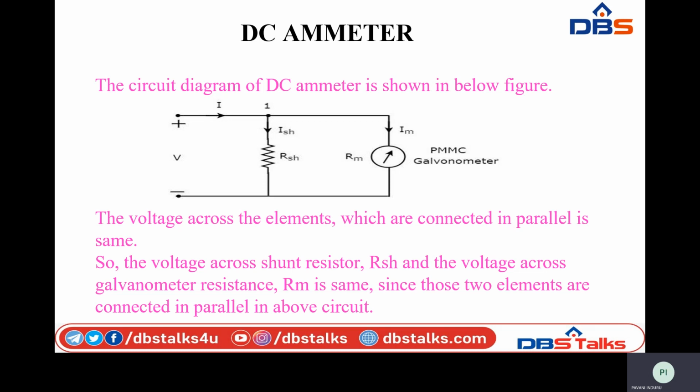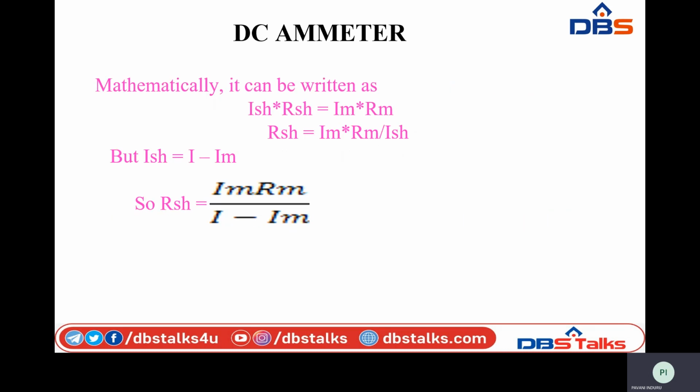So we can write I is equal to ISH plus Im. Here ISH is nothing but the current across the shunt resistor. We determine ISH equal to I minus Im, the difference of the total current and the full scale deflection current of the PMMC galvanometer.